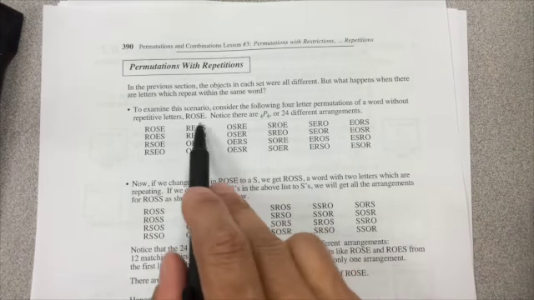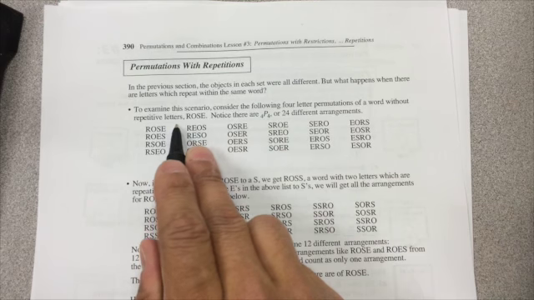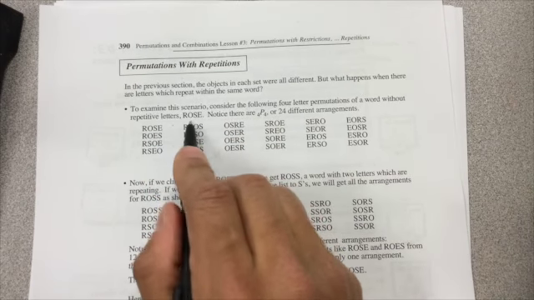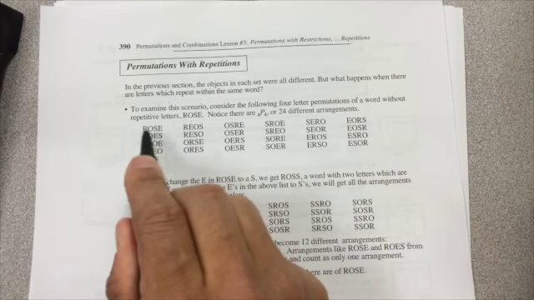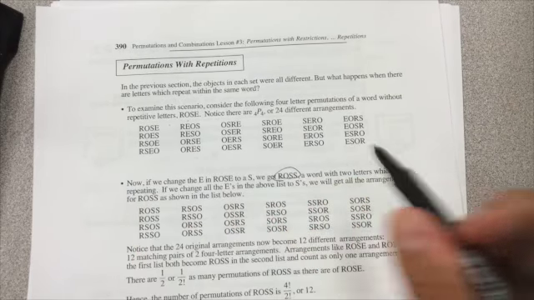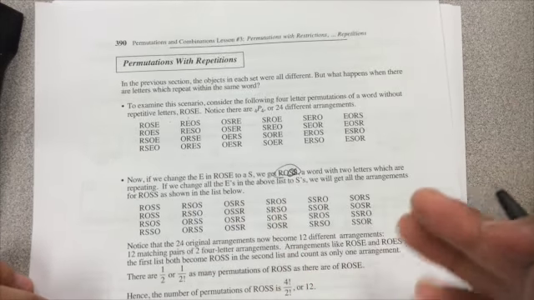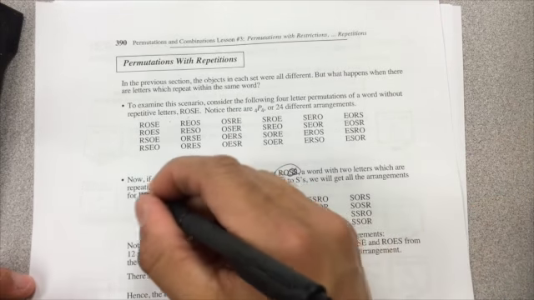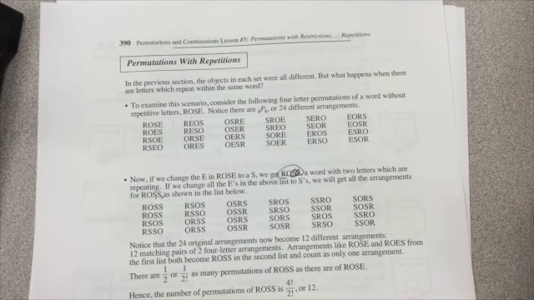So, for example, to examine this scenario, consider the following 4-letter permutations of a word without repetitive letters, so rose. If you look at rose, there's only so many ways you can organize these letters because you have R, O, S, E. All these 4 letters are different. But if I have a word like Ross, there's still a lot of different ways we can arrange them. But notice that the S's are the same letter, but I could label them as S1 and S2, in which case we could have different arrangements of those letters. All right, and so that's what we're going to be looking at here.